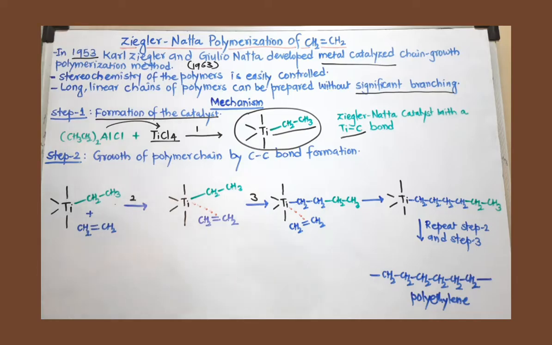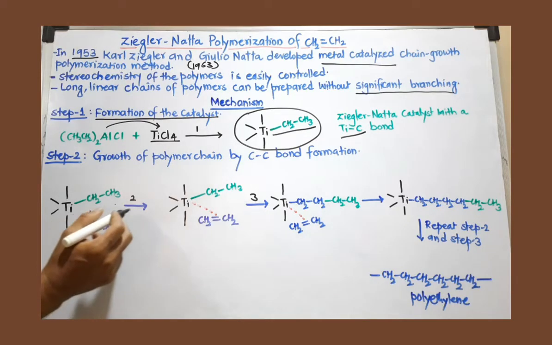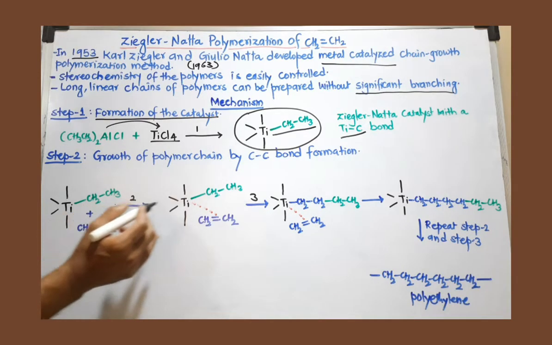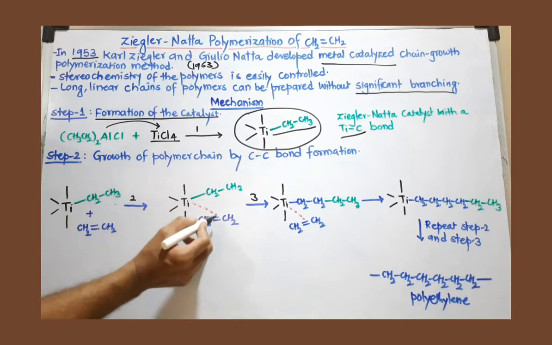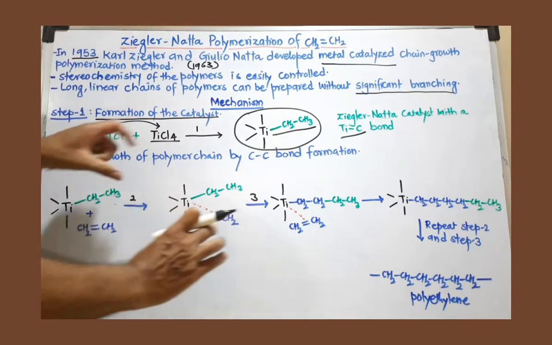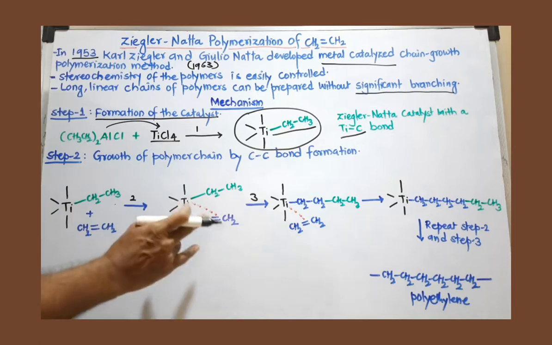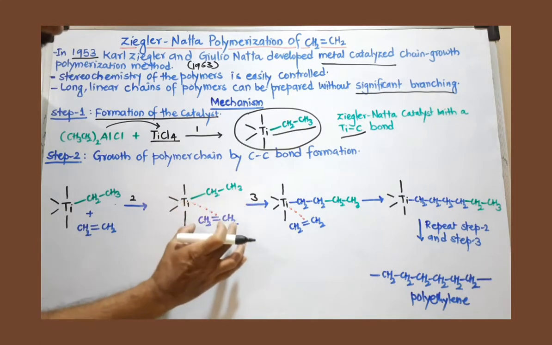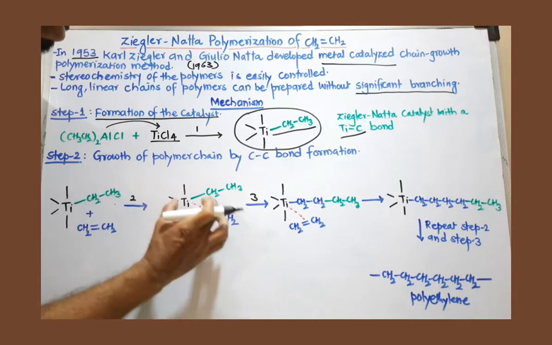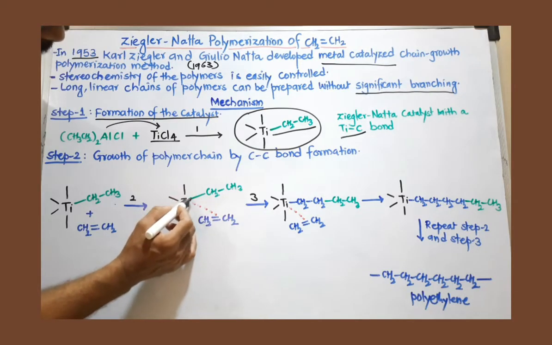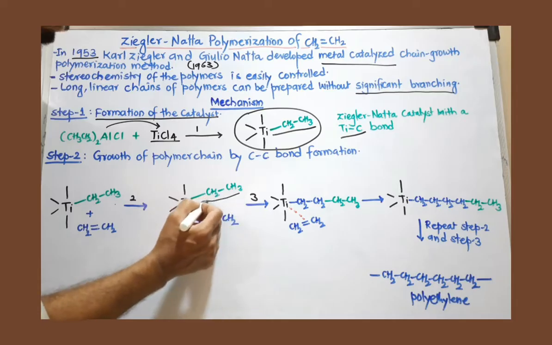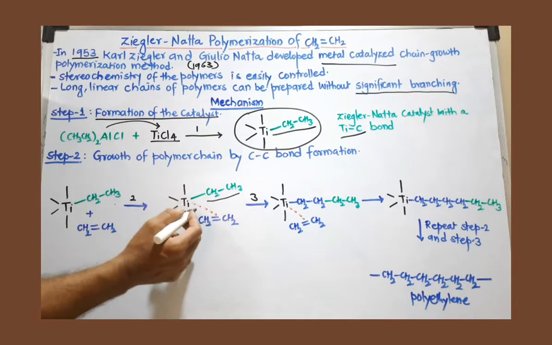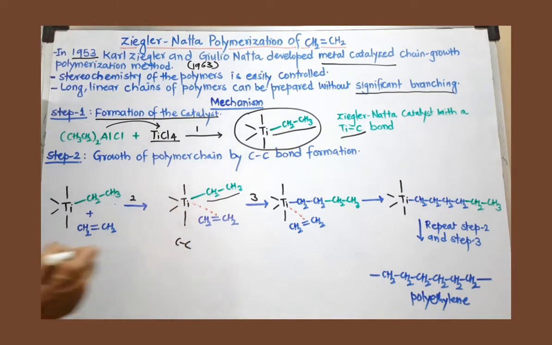Now our monomer is going to join there. In the second step, there is a formation of a complex by using this pi bond. So this is attached to this titanium. Now see, the next step, the third step, is the insertion step. This monomer is inserted between the titanium and carbon of this ethylene. So that means there is a formation of a carbon-carbon bond.